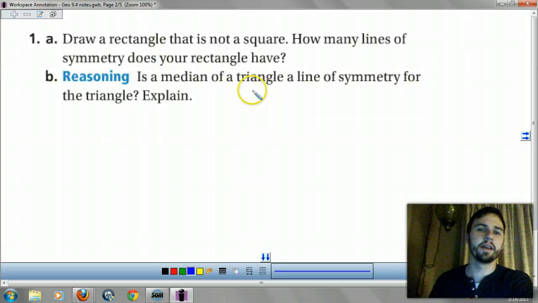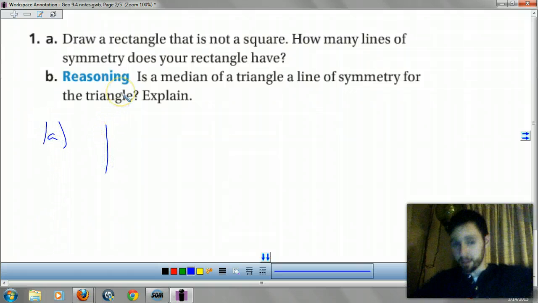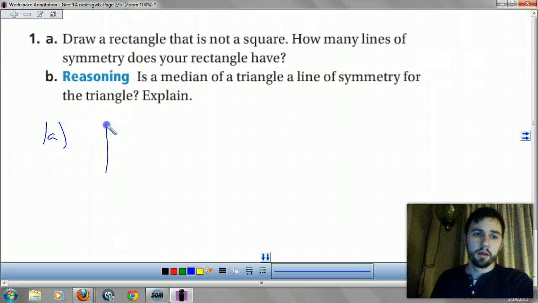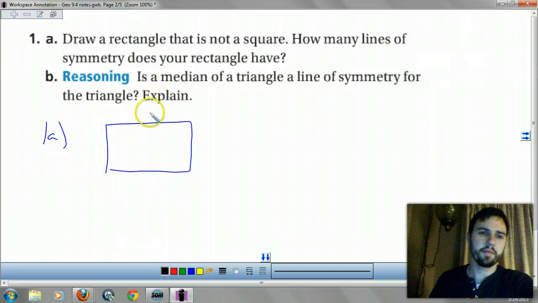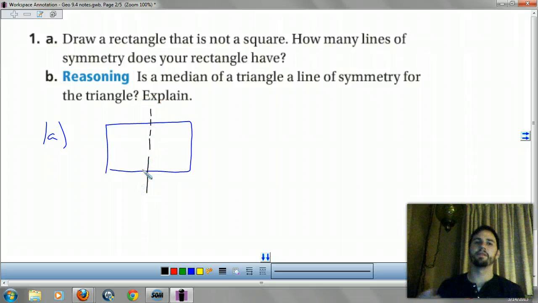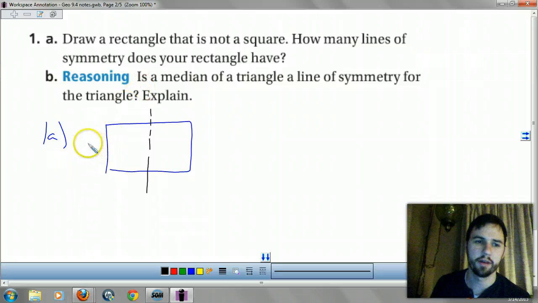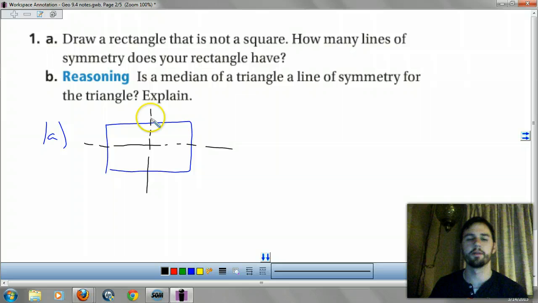Draw a rectangle that is not a square. How many lines of symmetry do you have? Time to put on my artist hat. Here's my piece of paper. Well, we saw from before, I can cut it right here, fold in half, symmetric. What if I cut it hot dog style? Well, yeah, that works too.